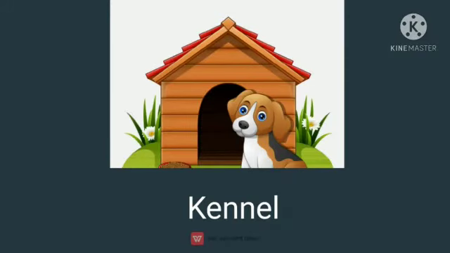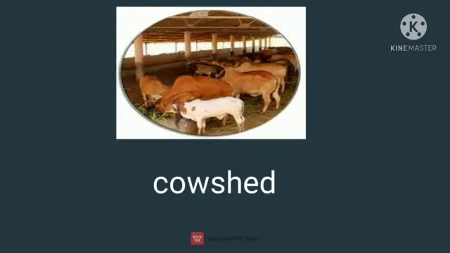Now see the picture. This is a kennel and a dog lives in the kennel. This is the shelter of the dog and it is called a kennel. What is it called? Kennel. So students, see another picture. It is a cow shed. What is it called? It is a cow shed. The cow lives here. It is the shelter of the cows and it is called a cow shed. What is it called? Cow shed.